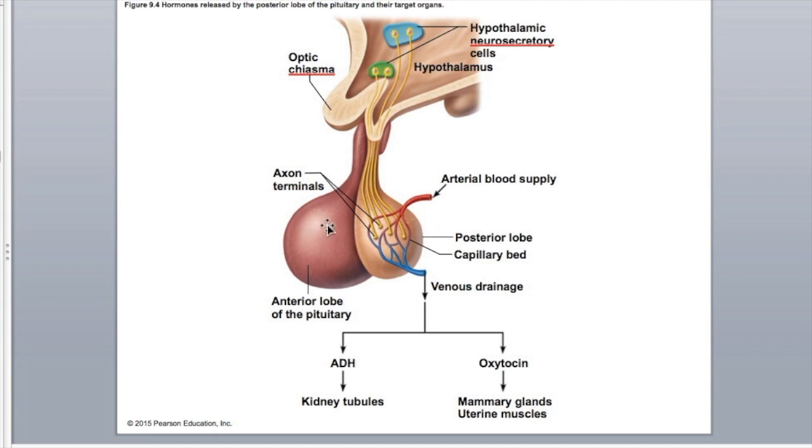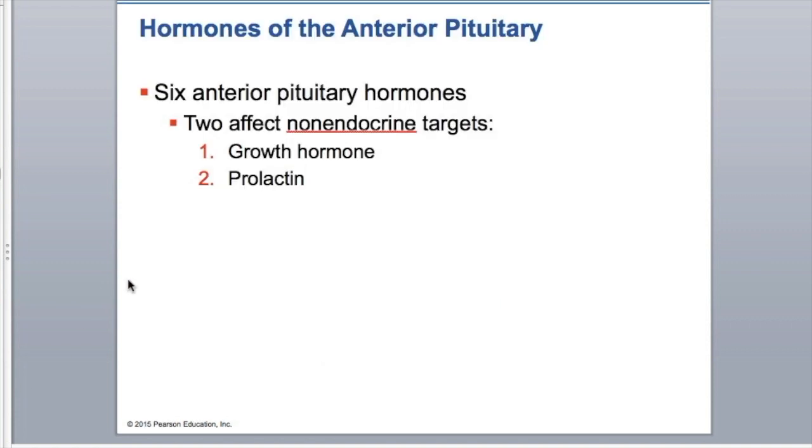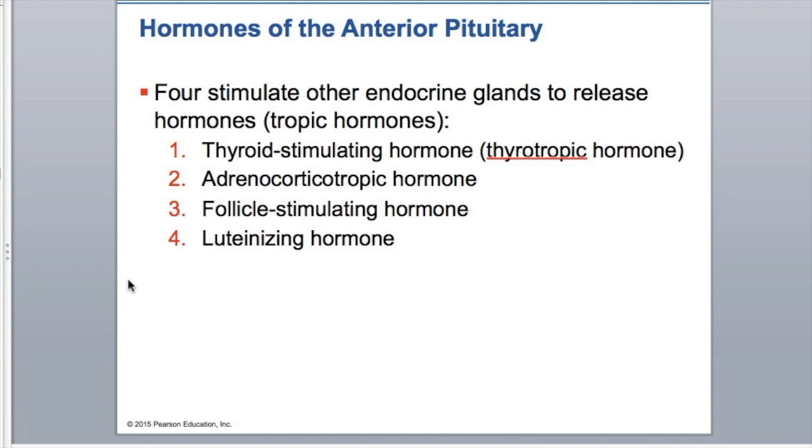We move on to the anterior lobe of the pituitary. The anterior lobe of the pituitary has 6 hormones. 2 affect non-endocrine targets. 4 of them affect endocrine targets. The 2 that affect non-endocrine targets are your growth hormone and your prolactin. The four that affect your endocrine glands are your trophic hormones. They are thyroid stimulating hormone, adrenocorticotropic hormone, follicle stimulating hormone, and luteinizing hormone.